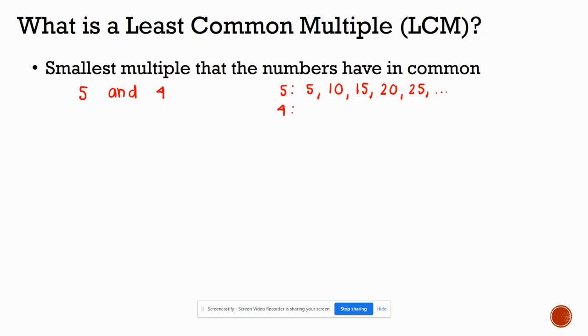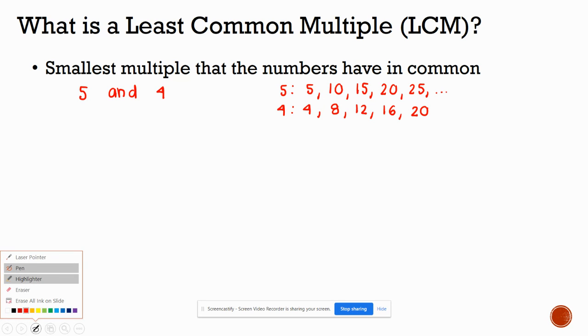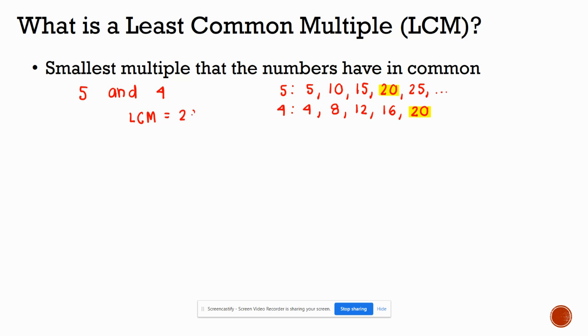If I look at all of the multiples of 4, well, 4 times 1 is 4, 4 times 2 is 8, 4 times 3 is 12, 4 times 4 is 16, 4 times 5 is 20. Notice that I can stop there because both my list of numbers for 5 and my list of numbers for 4 have a number in common now. They didn't before, but once we got to that number 20, they now have something in common. So that means that my least common multiple would be 20. So it's the first number that both of those have in common.